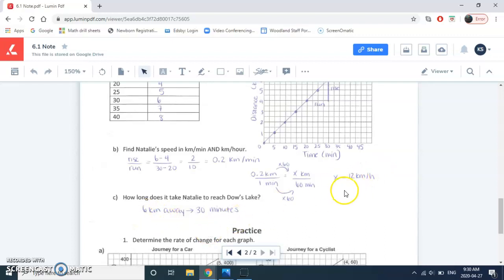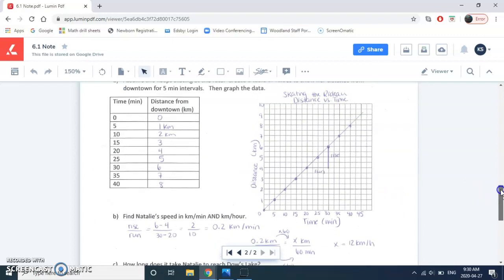Nice, easy math for us. It will be half of this, so it will take her half of an hour, which is 30 minutes. So 6 kilometers away equals 30 minutes. So that is how we would calculate our rate of change in terms of speed.